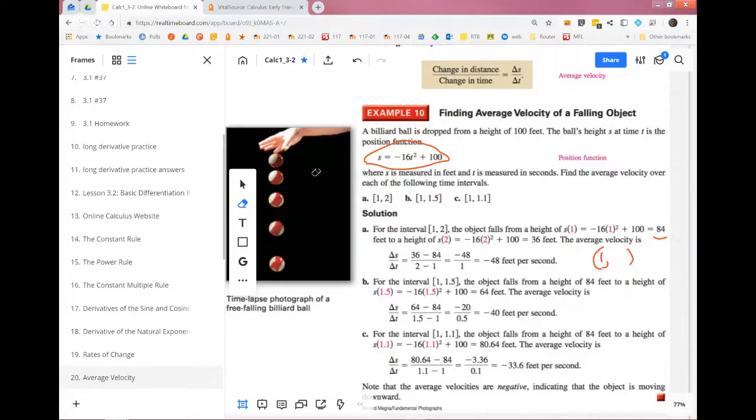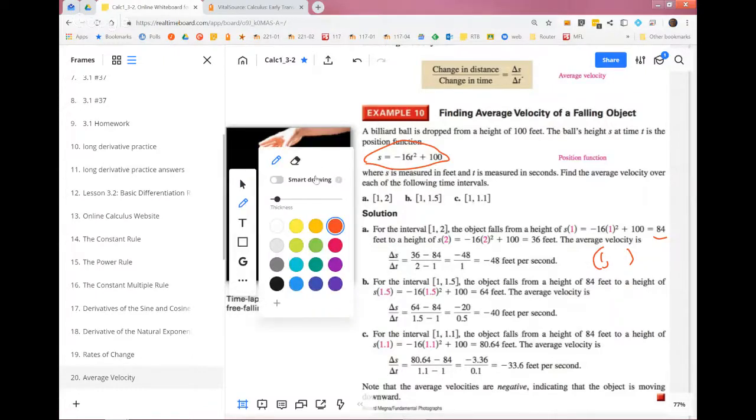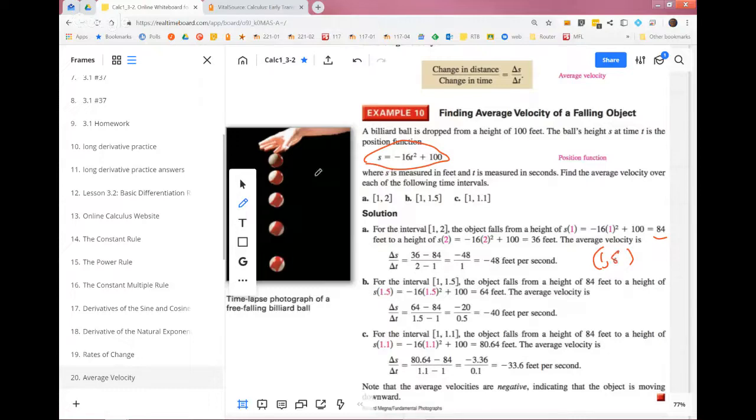It's 84. Wow, dyslexia. Okay, and what is it at 2? So when you plug in 2, you can see they did it right here. See, the answer is 36. So what you have here is just 2 ordered pairs, (1, 84) and (2, 36).